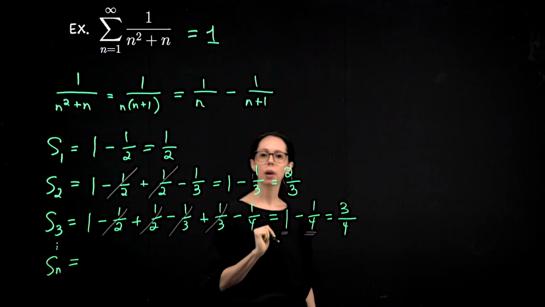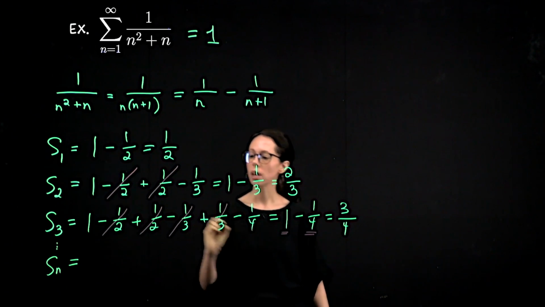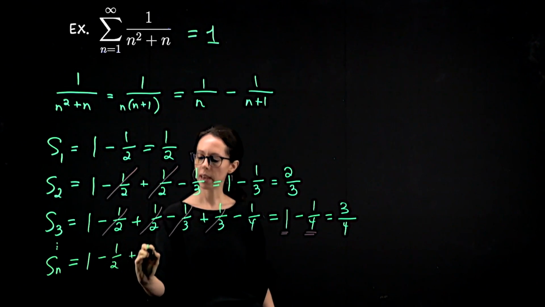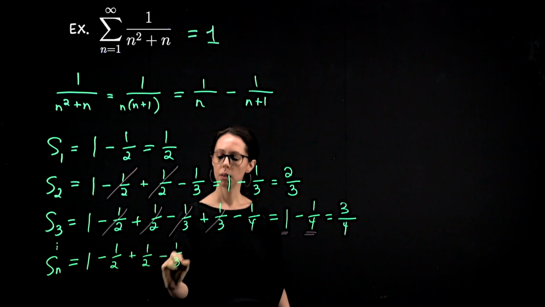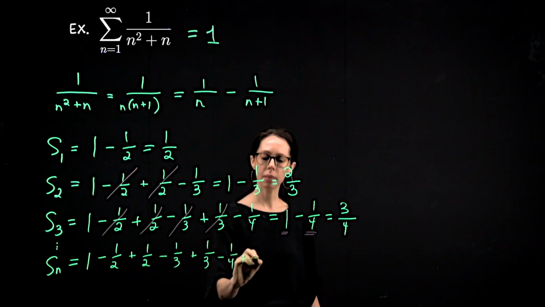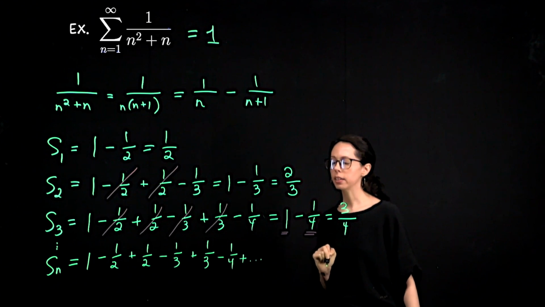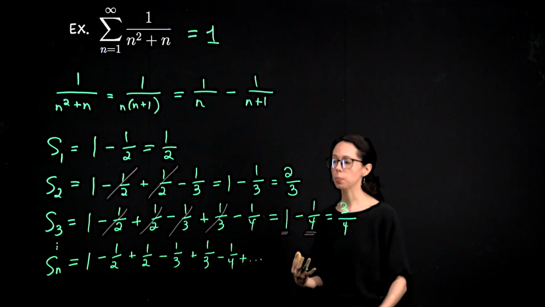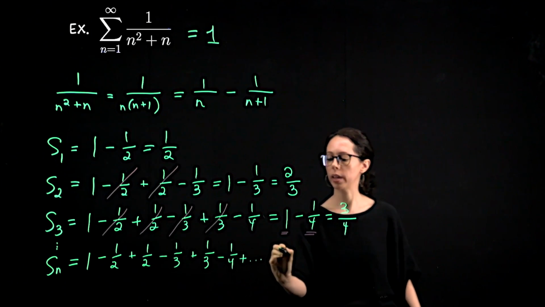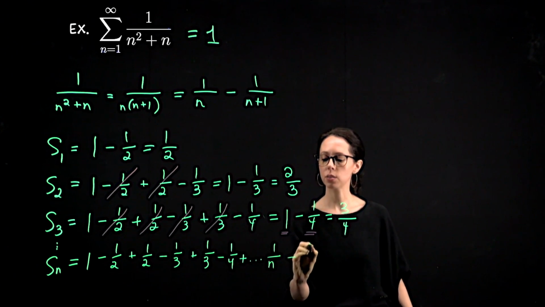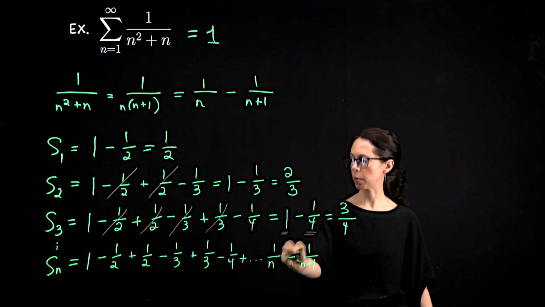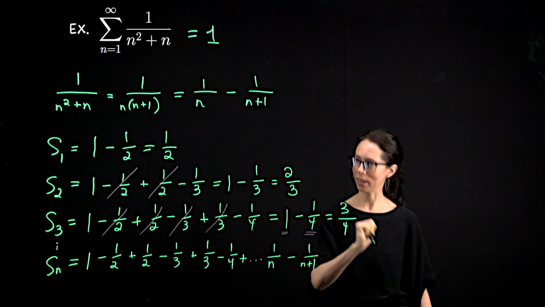The nth partial sum in the sequence of partial sums would start the same way. It would be 1 minus a half, plus a half minus a third, plus a third minus a fourth, plus, keep going until you get to what's new in this partial sum. And that's what happens with this index. So we would be adding to it 1 over n minus 1 over n plus 1. There we go. So this is what's new for this partial sum, 1 over n minus 1 over n plus 1.